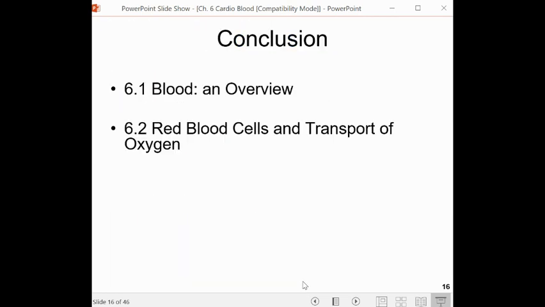So in conclusion, we basically just talked about what blood is and the three key parts to it: red blood cells, white blood cells, platelets, and then the other half of that is your plasma. And then we talked a little bit about the red blood cells and how they transport oxygen.